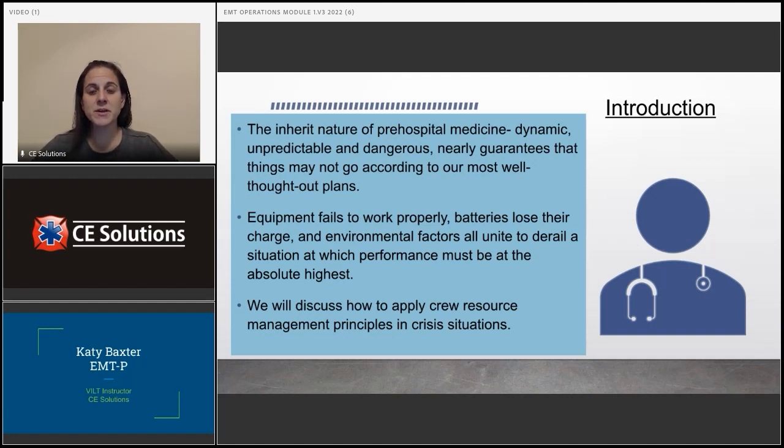So when you think you're bringing your A game, you go in to intubate with a video scope and the batteries instantly fail, or you get a green screen or the screen is cracked. And now, how do you think outside the box? Now, what do you do? What is your procedure? We'll discuss how to apply crew resource management principles in crisis situations.